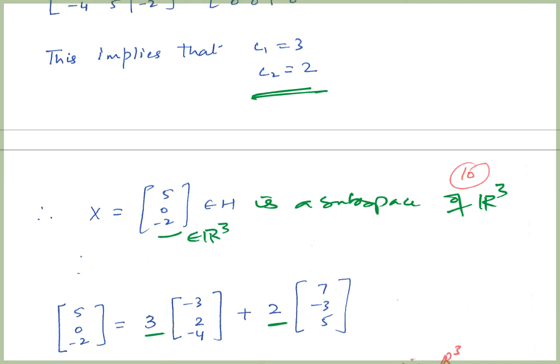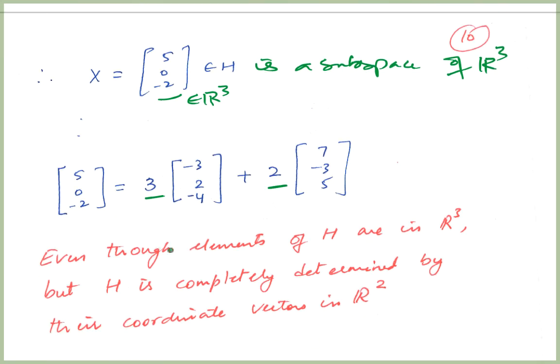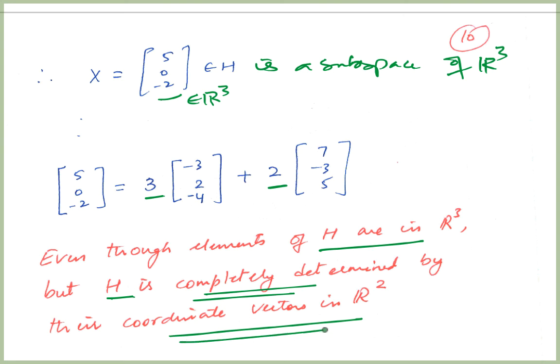So what's the most important thing we notice? That though the elements of H are in R3, it is completely determined by the coordinate vectors in R2, because these go handy. You know, we put them in a vector form. Okay? That's the catch. It's not that if you have an element in R2, it will always have coordinate vectors in R2. Here we have an example of vectors in R3. Their coordinate vectors are in R2.